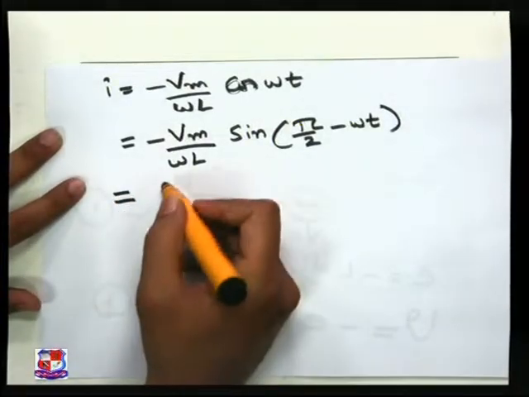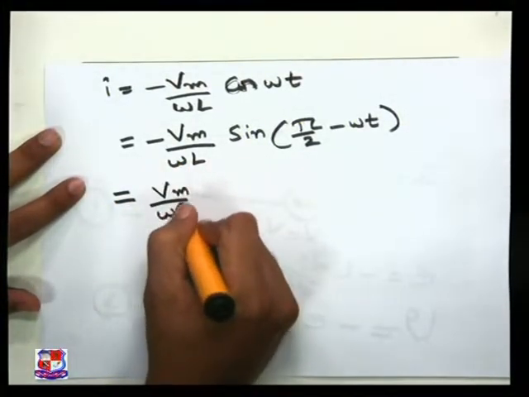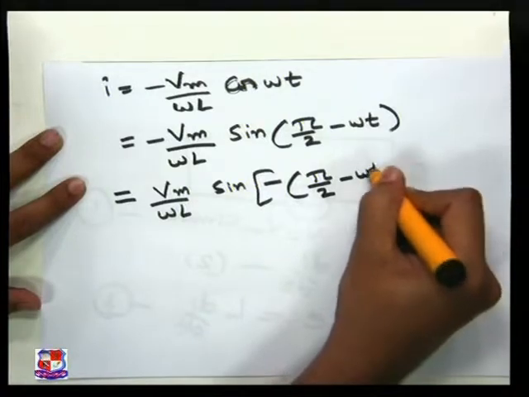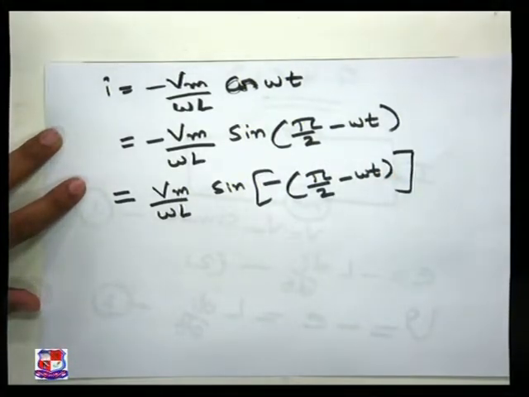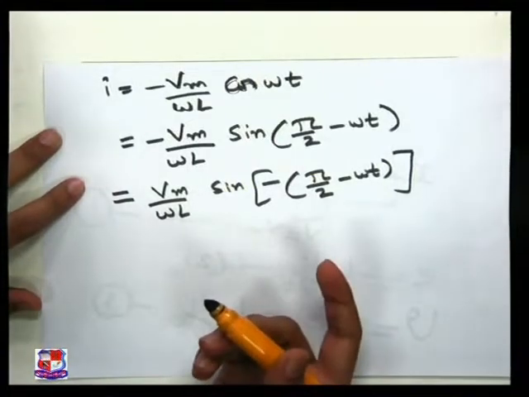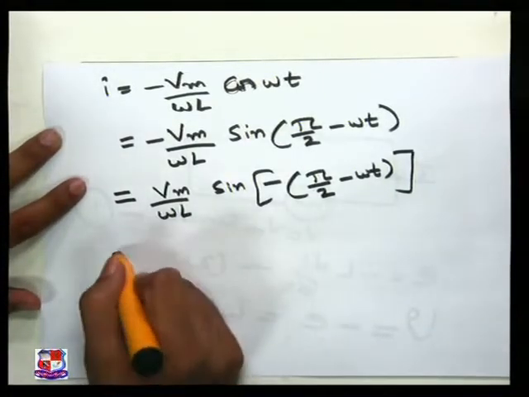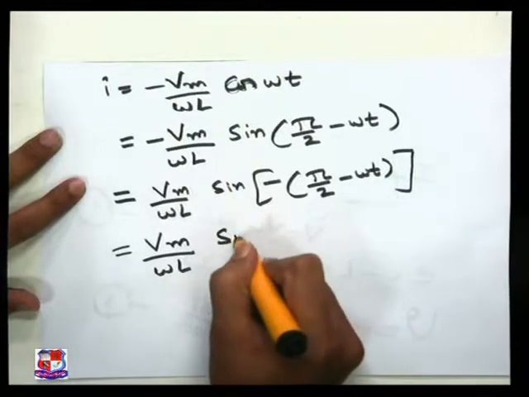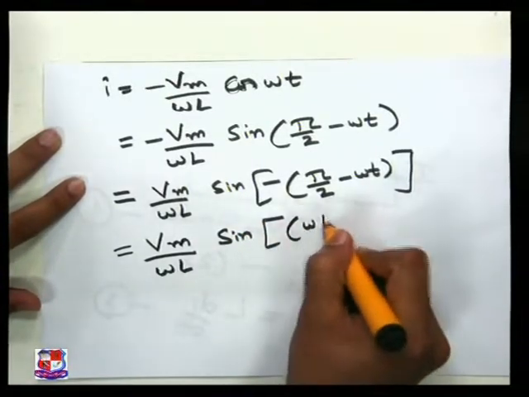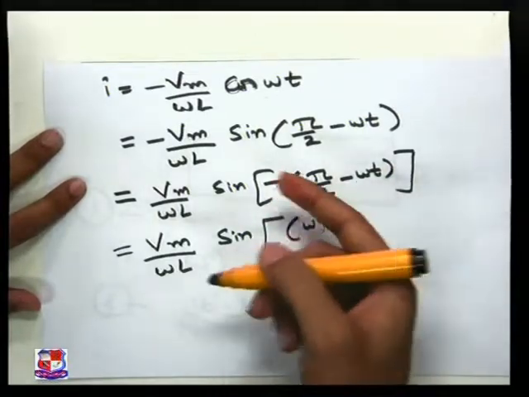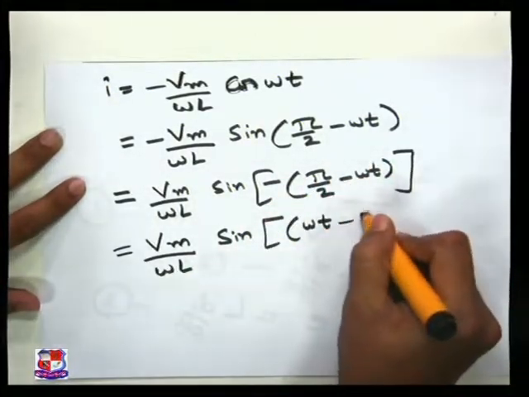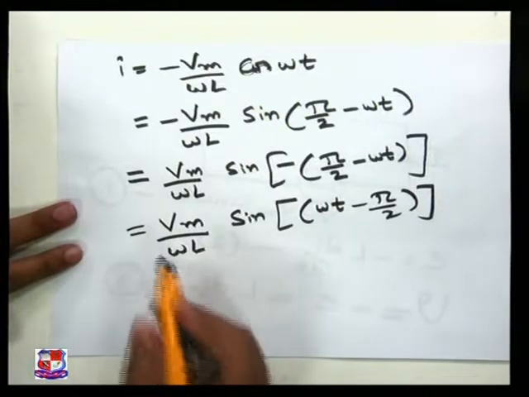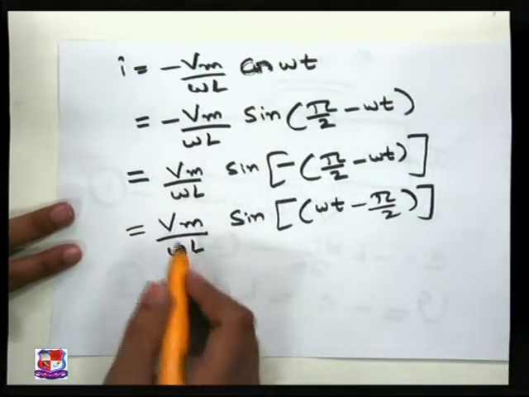Now what I am doing is taking this minus inside the bracket. I can write it this way because sin is an odd function, so sin of minus theta is minus sin theta. So we can write this equation as sin of omega t minus pi by 2, because if you open this bracket it will be that. So this is our final equation, Vm by omega L into sin of omega t minus pi by 2. Vm by omega L is constant, right?